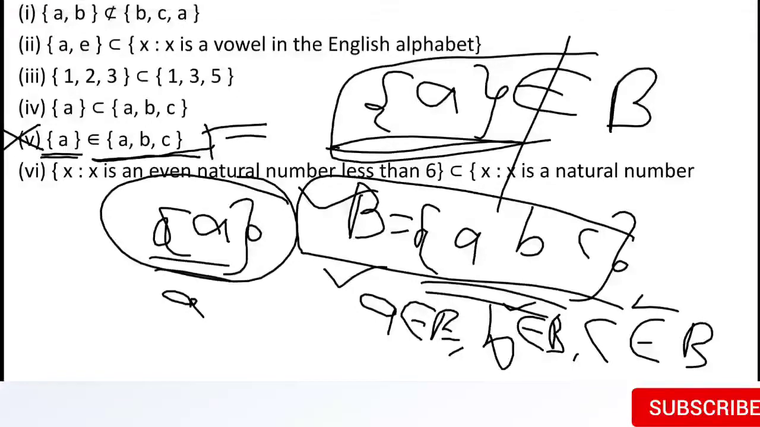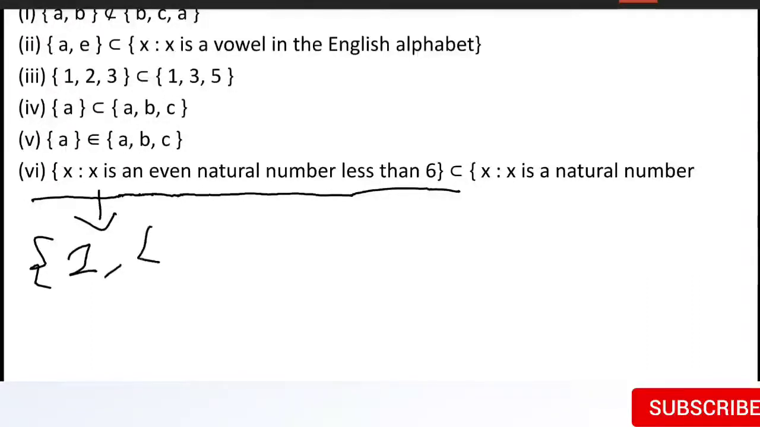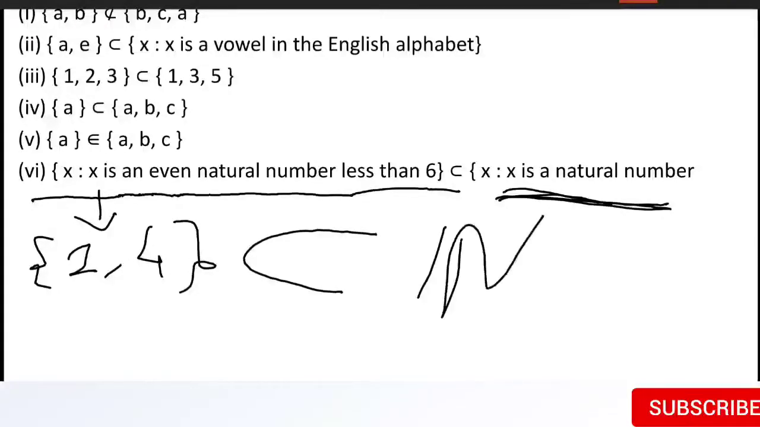Now the next example, the first set is a collection of x such that x is an even natural number less than 6. So here this set, if we write in the list form, contains elements 2, 4. And in the second example, it is a collection of x such that x is a natural number. So it is a collection of all natural numbers. That means this set is a subset of natural numbers. Hence this statement is true.